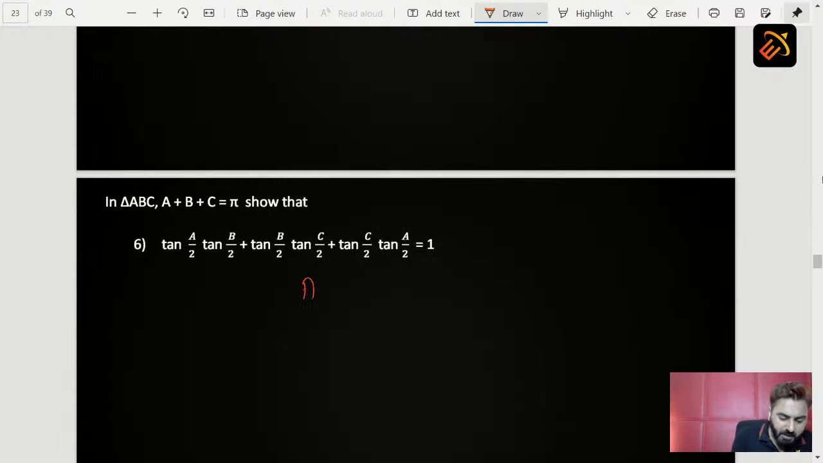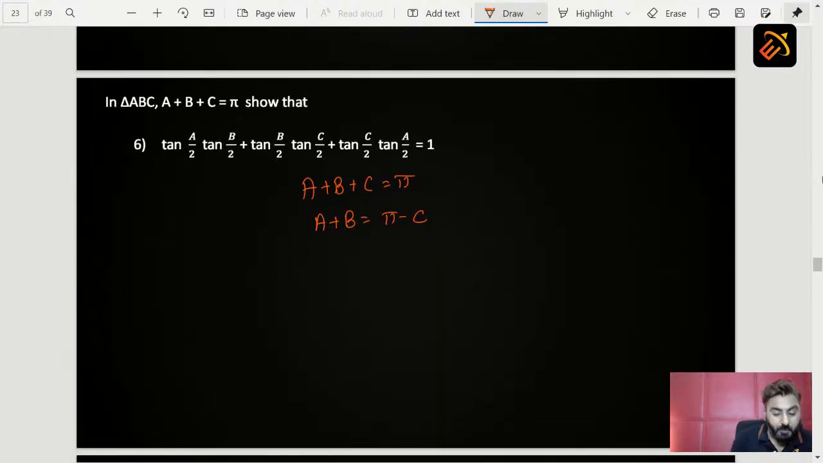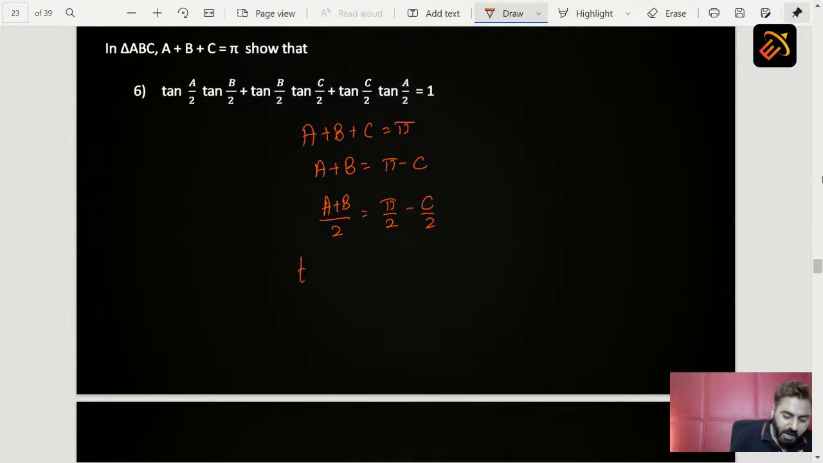Now we are given that a plus b plus c is equal to pi. So from this, can we say a plus b is equal to pi minus c? Now हमें एंगल चाहिए by 2 के फॉर्म में. So let's divide both sides by 2. तो यहाँ पे हो जाएगा a plus b by 2 is equal to pi by 2 minus c by 2. Now let us introduce tan on both sides. तो यहाँ पे हो जाएगा tan of a plus b by 2 is equal to tan of pi by 2 minus c by 2.